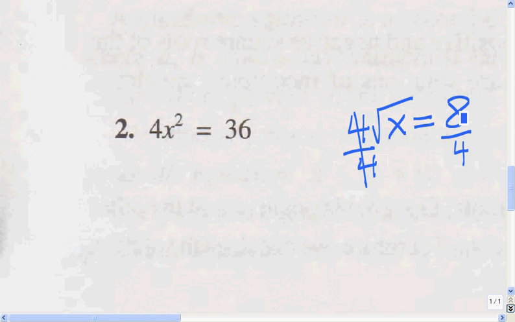So that would get rid of the 4. And I would divide this side by 4. And all I would have is x left. And 8 divided by 4 is 2.